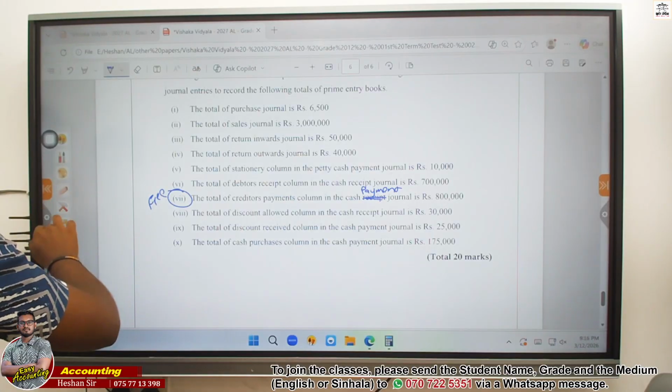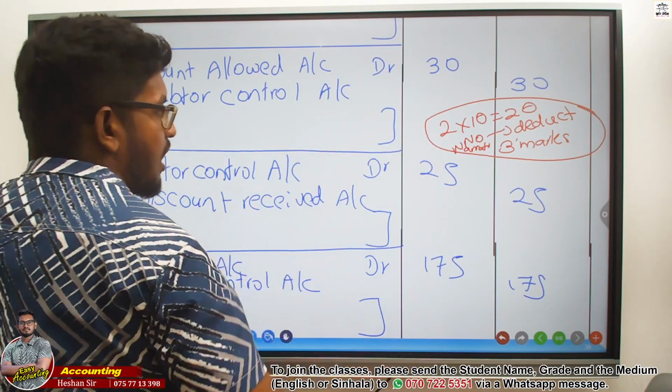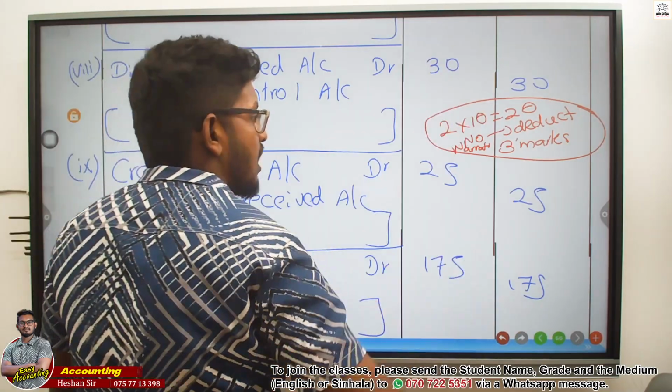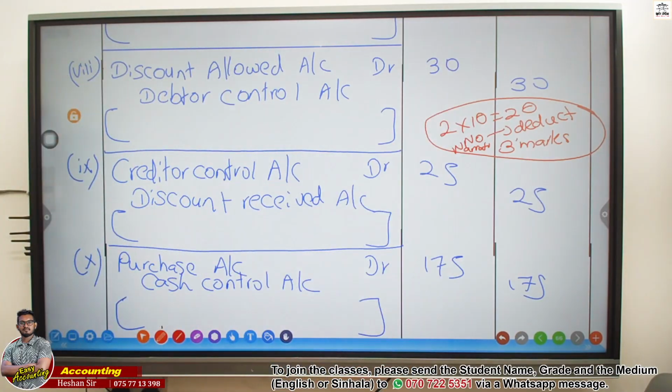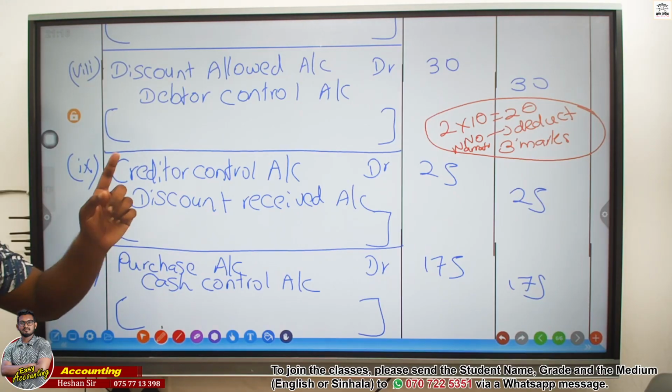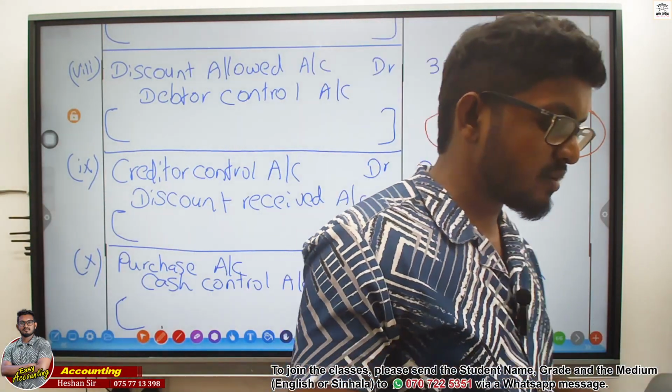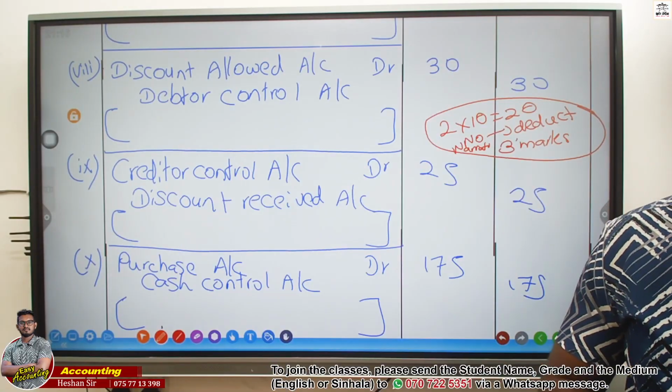But if there is no narration, deduct a maximum of 3 marks. But in school, I gave the full marks without considering the narration. If no narration, deduct 3 marks. In the A level examination also, you get this kind of thing.